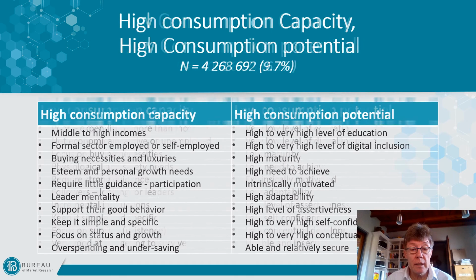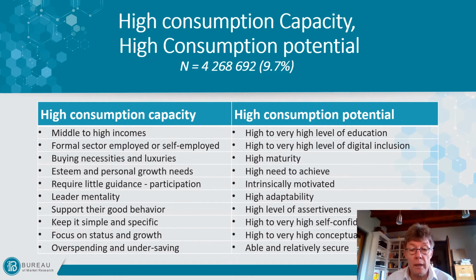On the other side of the spectrum, you've got your high consumption capacity and high consumption potential. And I just need to emphasize that there are detailed segment descriptors for all 9 segments. This is just for example purposes. This group has middle to high incomes. They're mostly formal sector employed or self-employed. The focus is on buying necessities as well as luxuries. The esteem and personal growth needs are very, very important.